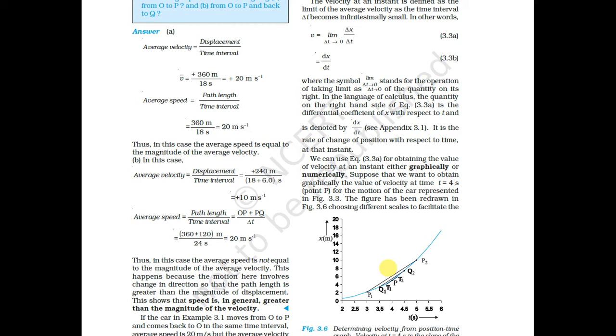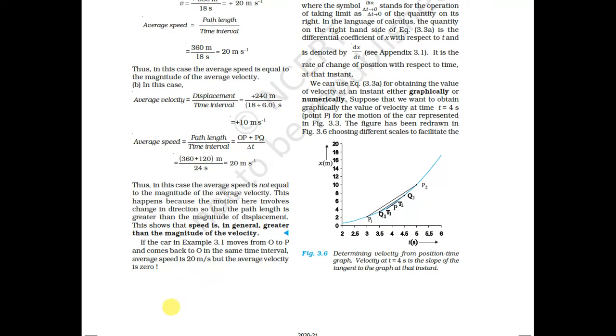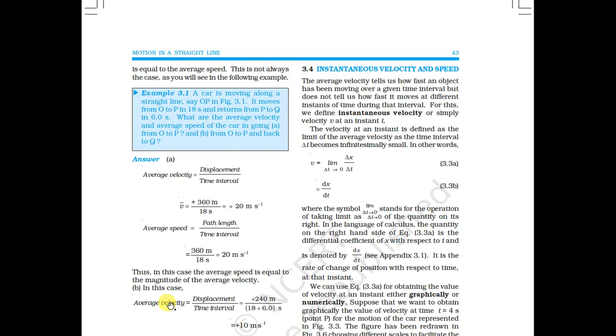Thus, in this case, the average speed is not equal to the magnitude of the average velocity. This happens because the direction of motion changes, so the path length is greater than the magnitude of displacement, and the speed is generally greater than the magnitude of the velocity. In car example 3.1, if the car moves from O to P and comes back to O in the same interval, the average speed is 20 meters per second, but the average velocity is 0. So this is today's topic.